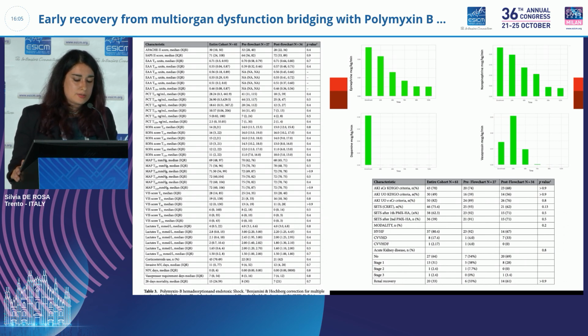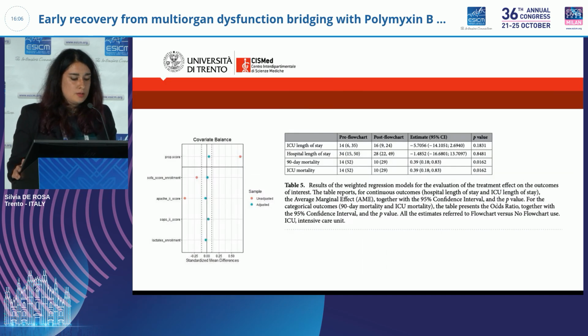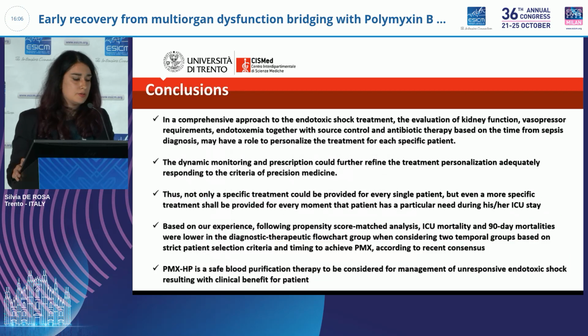We also assessed AKI based on both criteria or single criteria, and we assessed the use of sequential extracorporeal therapy, and 82% of the overall population were in acute kidney failure. And also the renal recovery was better in the second group. We performed also a post-hoc analysis, and in the post-hoc analysis, 90-day and ICU mortality were significantly lower in the post-flowchart group. So we need randomized controlled trials.